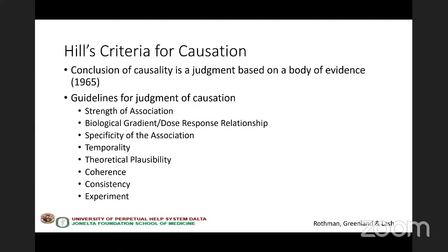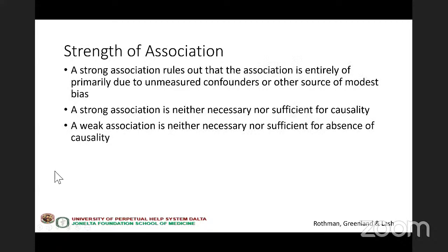Okay. One is strength of association, your biological gradient or your dose-response relationship, specificity of the association, temporality, theoretical plausibility, coherence, consistency, and experiment. Okay, what are these guidelines and what do they mean? Okay. First, we go with strength of association.